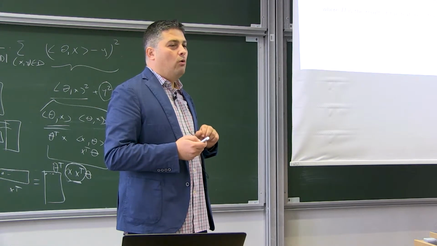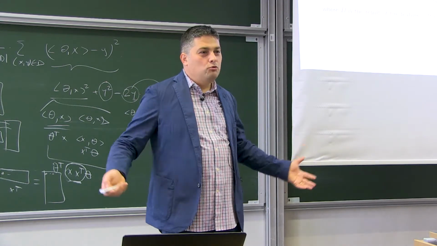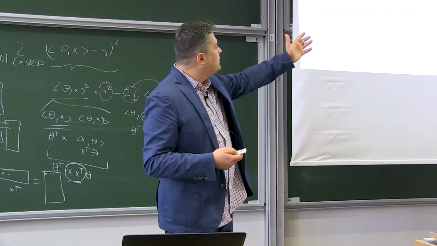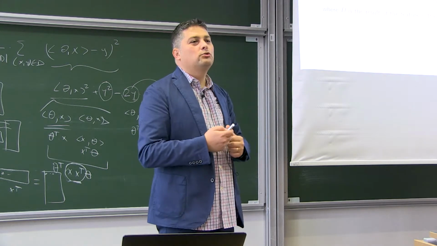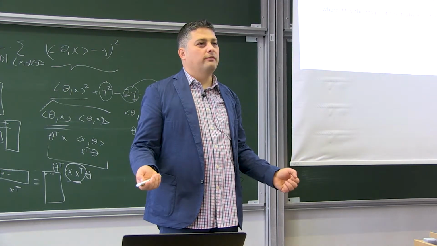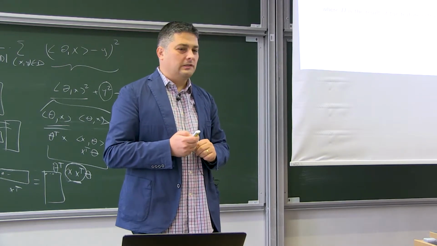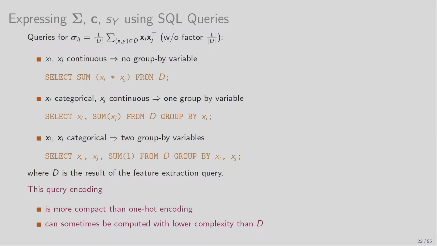Obviously, you wouldn't issue these queries in Postgres one after the other, but rather put them together because they are over the same D. There are ways to construct a bigger query to do everything together, and that you can optimize and rewrite the way we discussed yesterday. This query encoding is much more compact than the one-hot encoding because it doesn't need to deal with the zeros, the non-existing combinations in the data, and can sometimes be computed with a lower complexity than D even.